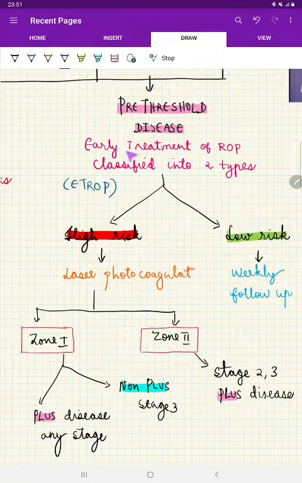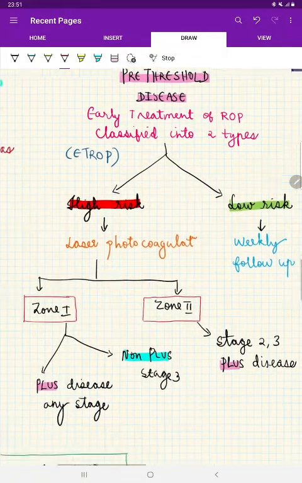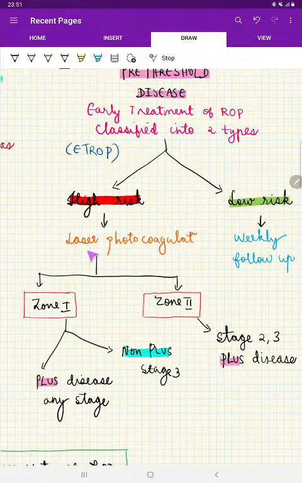Next, move on to pre-threshold disease. Pre-threshold disease is classified by the early treatment of ROP, that is ET-ROP, into two types: high risk and low risk. High risk needs laser photocoagulation as treatment, and low risk needs follow-up. What is high risk? We know high risk should be a severe disease. Severe disease means it is involving zone 1. Okay, and plus disease says progression.